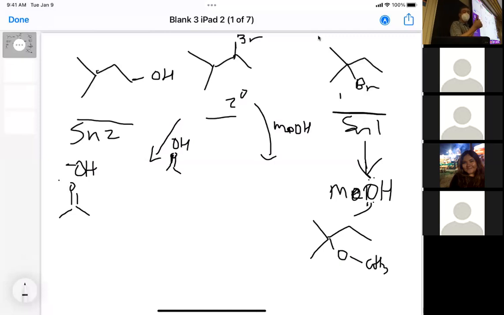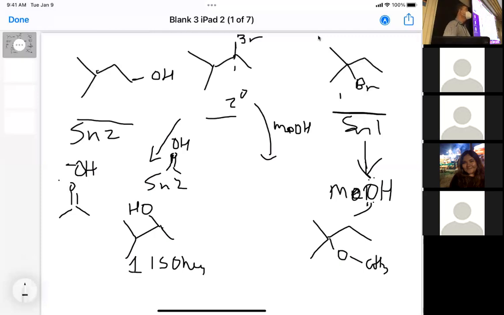Strong nucleophile, polar aprotic solvent, SN2. So we're going to go SN2 here, which means we're only going to substitute. So our product is going to be one thing and one thing only, the OH, this alcohol. Now, it turns out that is a stereocenter, and so we're only going to have one isomer. Okay, so let's look at this one here.